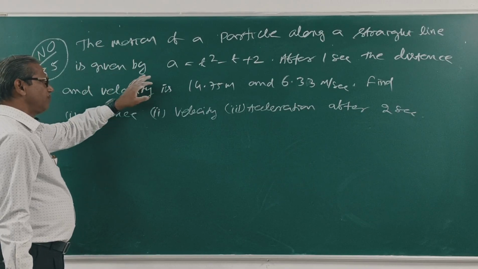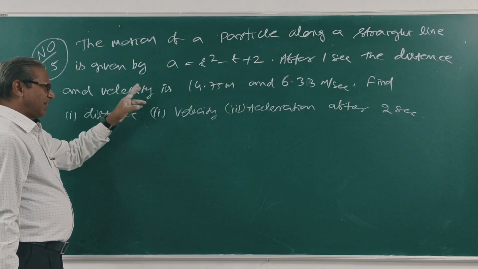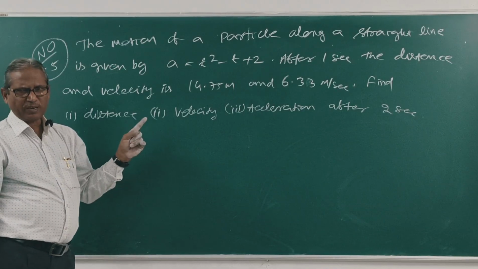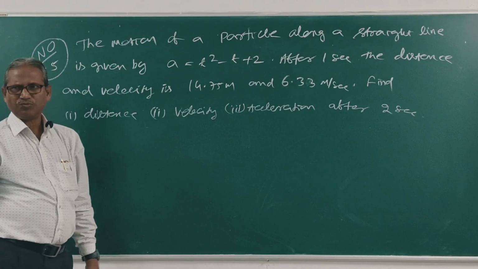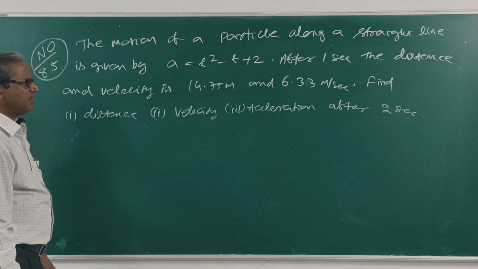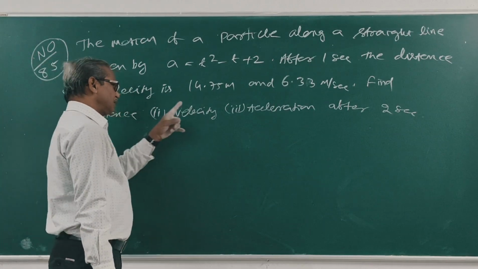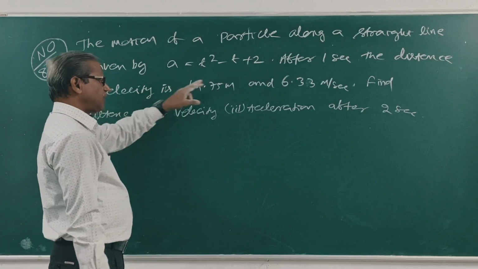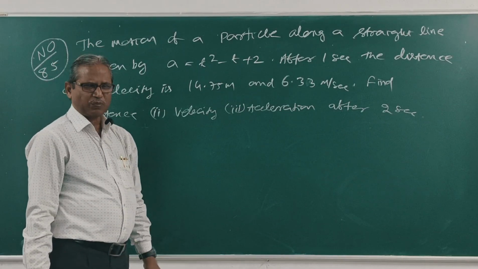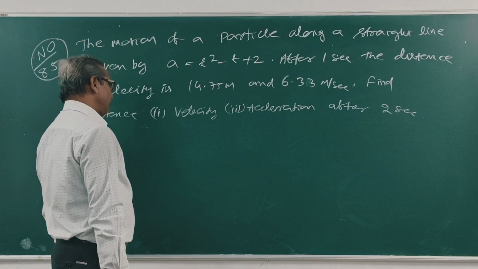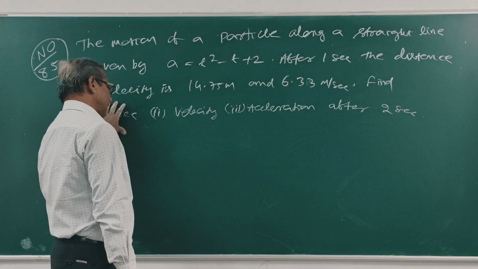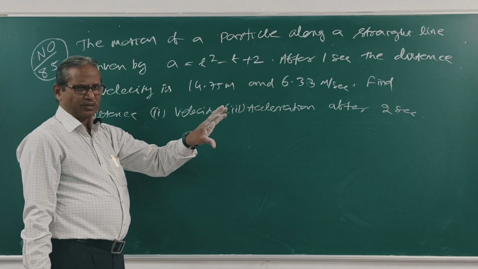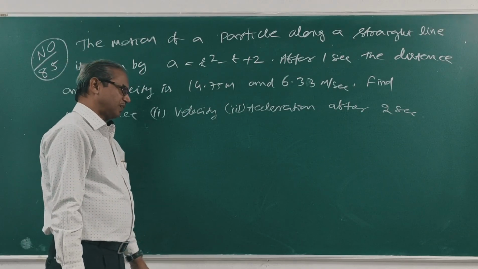The motion of a particle along a straight line is given by the equation A is equal to T square minus T plus 2. Clear? This is acceleration. After 1 second, the distance is found to be 14.75 meter and the velocity is found to be 6.33 meter per second. Find its distance, velocity and acceleration after 2 seconds. Clear?